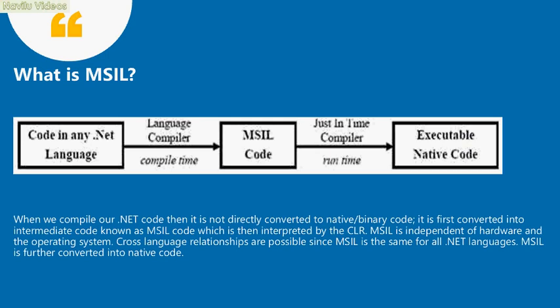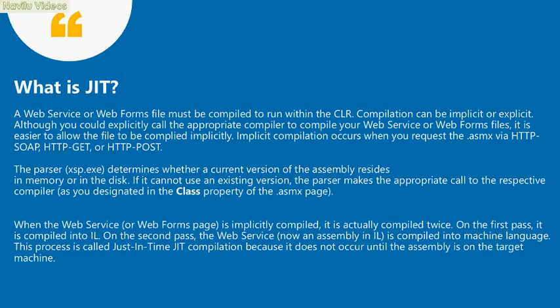What is JIT? A web service or web forms file must be compiled to run within the CLR. Compilation can be implicit or explicit. Although you could explicitly call the appropriate compiler to compile your web service or web forms files, it is easier to allow the file to be compiled implicitly. Implicit compilation occurs when you request the .asmx file via HTTP SOAP, HTTP GET, or HTTP POST.